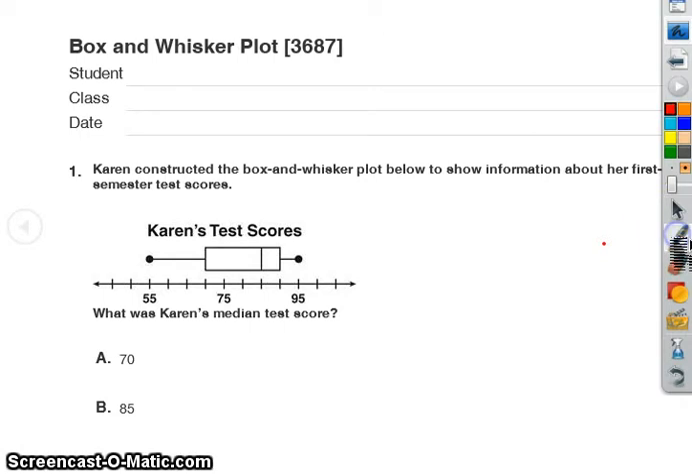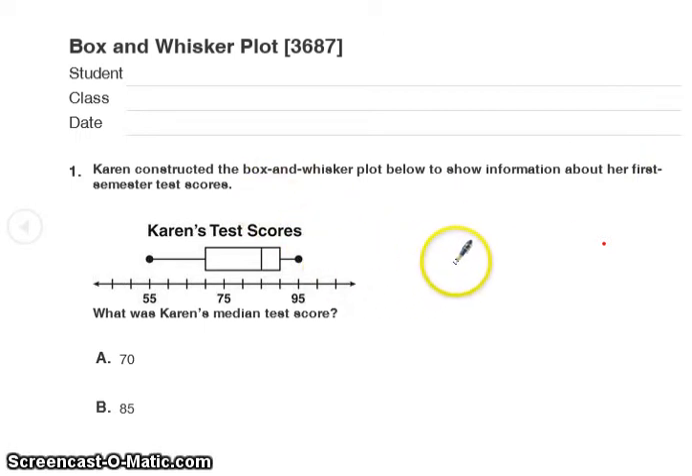So today we're looking at the box and whisker plot practice probe. And question 1 says, Karen constructed the box and whisker plot below to show information about her first semester test scores. What was Karen's median test score?